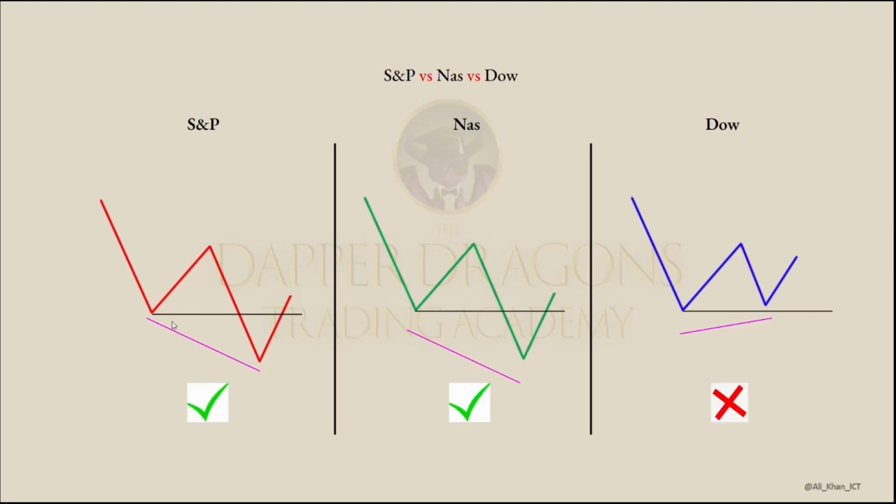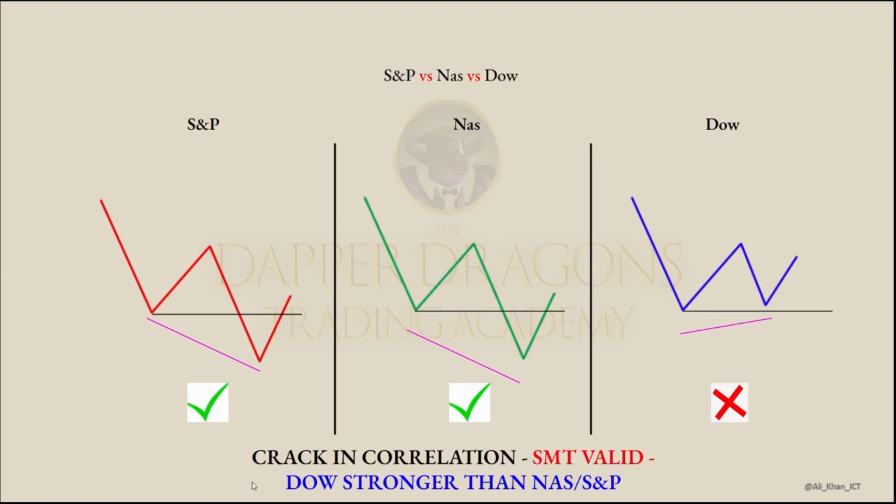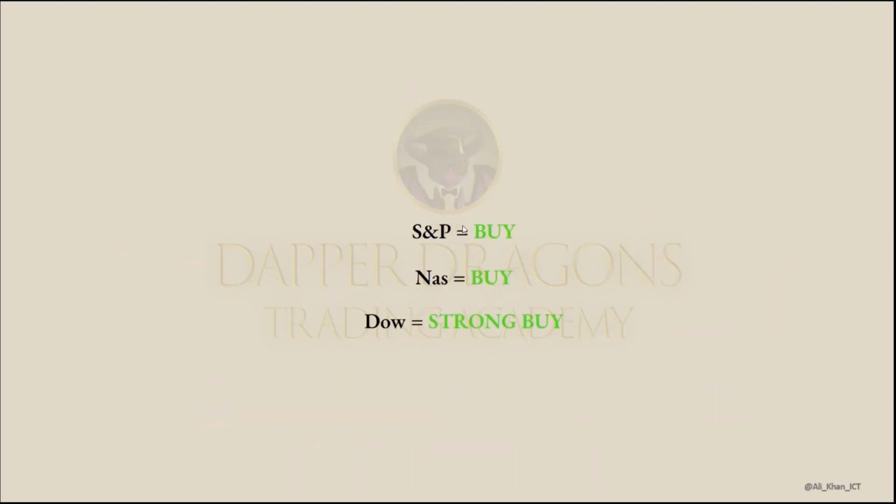We only need to see a cracking correlation between one of the three to give us confirmation that SMT is valid and the market is likely to move higher. So the Dow, in this case, because it's under professional accumulation, is the stronger out of the three sisters. S&P is a buy, NAS is a buy, and Dow Jones is a strong buy. The S&P and NAS will move in sympathy to the Dow, since the Dow is under accumulation and is poised to go higher.